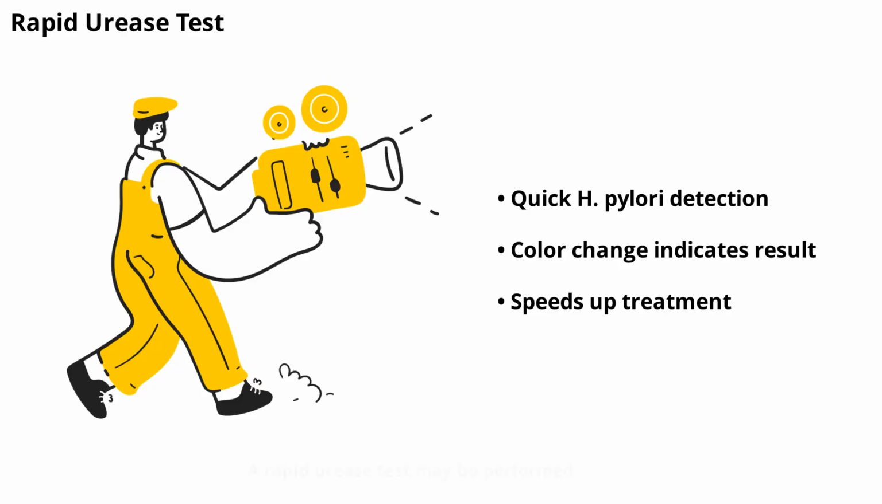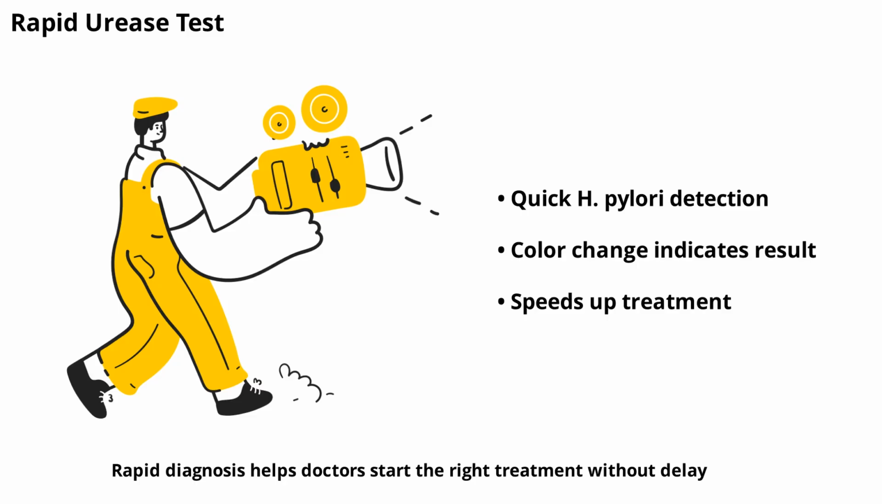A rapid urease test may be performed on the biopsy sample to quickly detect H. pylori. This test changes color if the bacteria are present, providing results within hours. Rapid diagnosis helps doctors start the right treatment without delay.